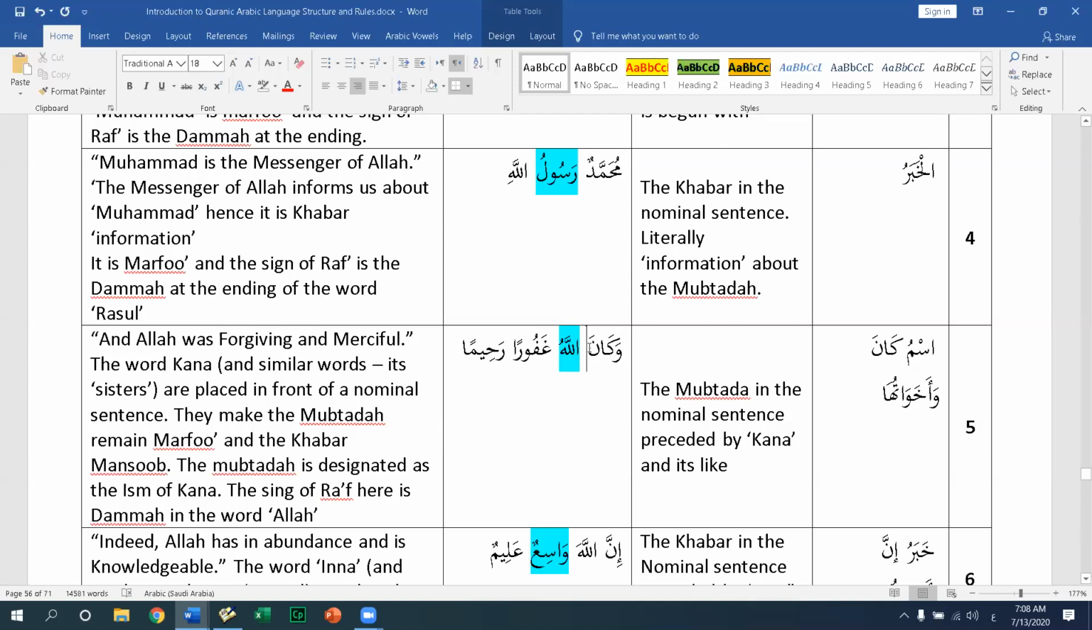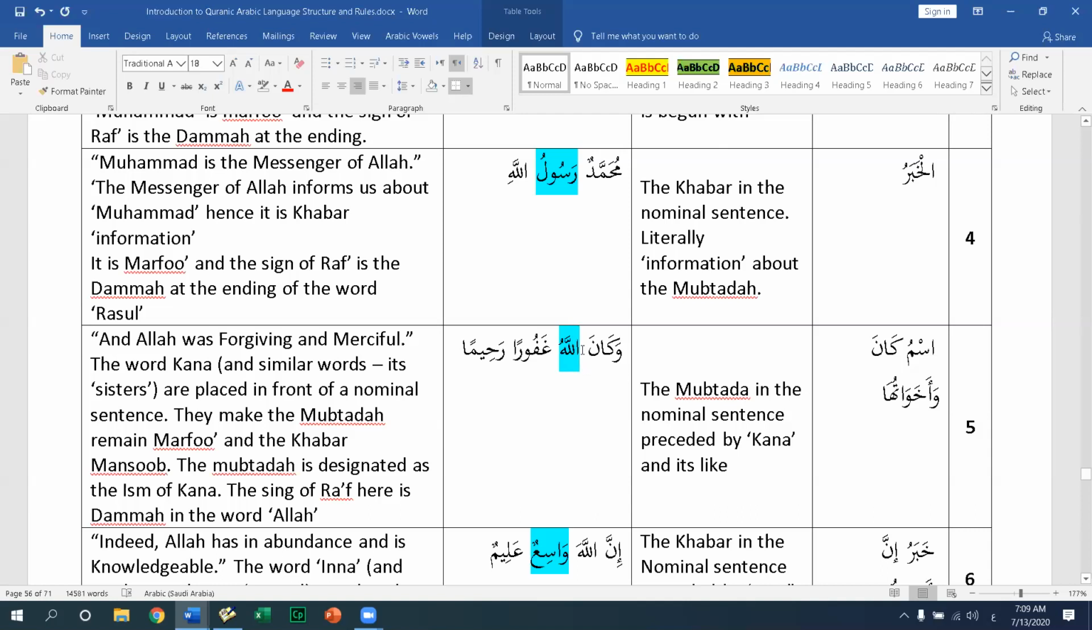Why do we call them incomplete verbs? Because a verb needs a fa'il. A verb needs a fa'il. So if you have a verb, you need to have a subject. But these verbs don't have a subject. What they have are jumla ismiya coming after them. So the mubtada is called ismu kana. We're not calling it fa'ilu kana. We call it ismu kana.